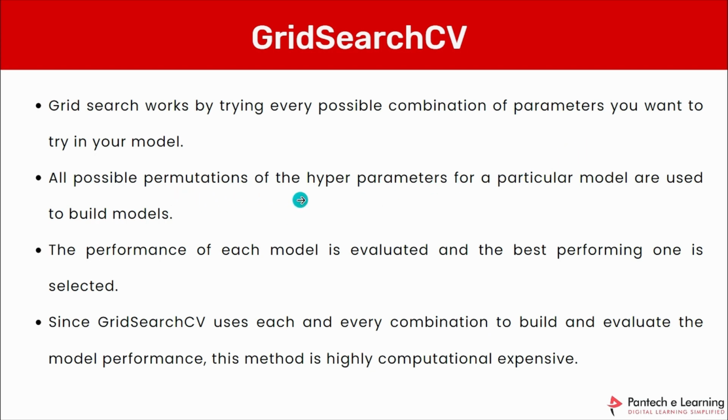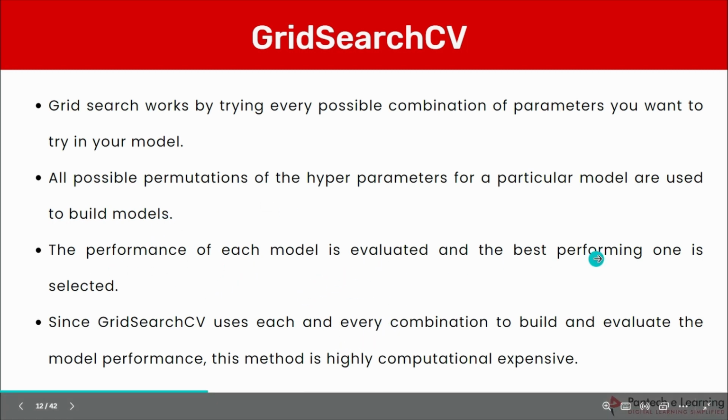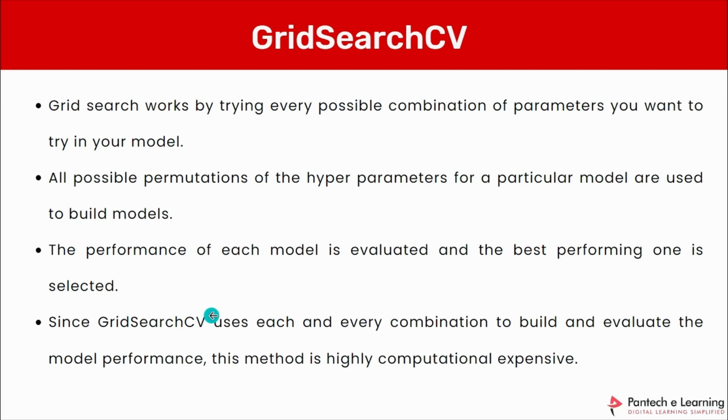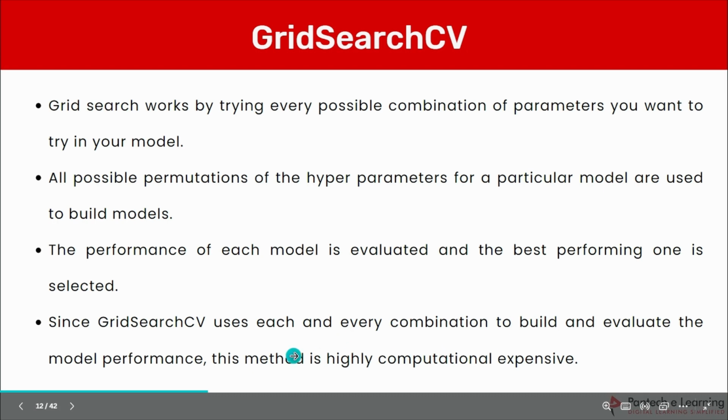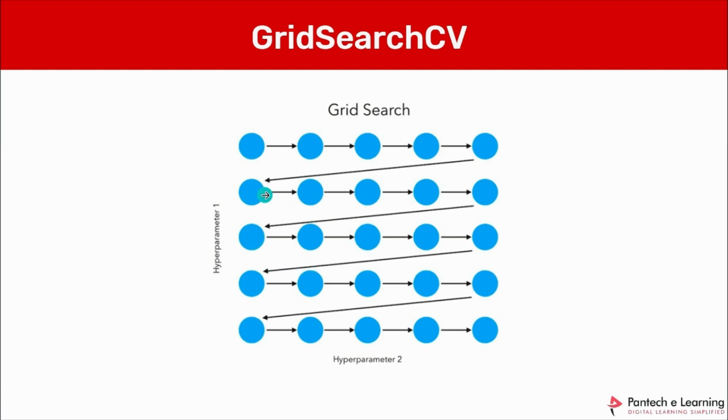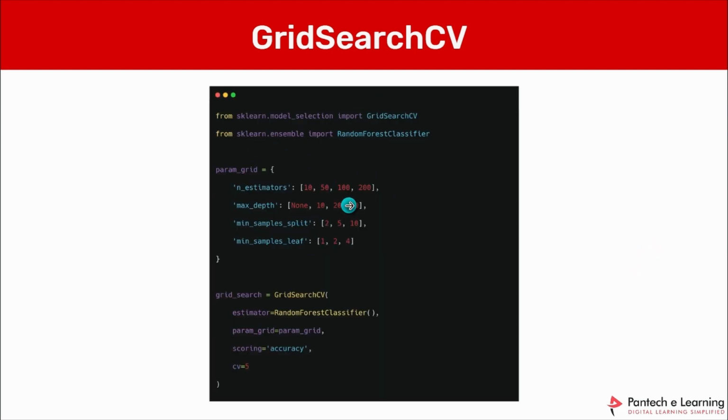All possible permutations of the hyperparameters for a particular model are used to build the model, and the performance of each model will be evaluated and the best performing one will be selected. Since grid search CV uses each and every combination to build and evaluate the model, this method is computationally very expensive because it's going to take a lot of time. See here, it is going to go by one parameter and do cross validation. It will take a lot of time to complete based on your data. If your data set is small, like 1000 rows, then it can provide answers really quickly, based on your system CPU also. If you have real world data which is like 1 lakh or 2 lakh rows, then it is going to take many hours to complete based on your infrastructure capacity.